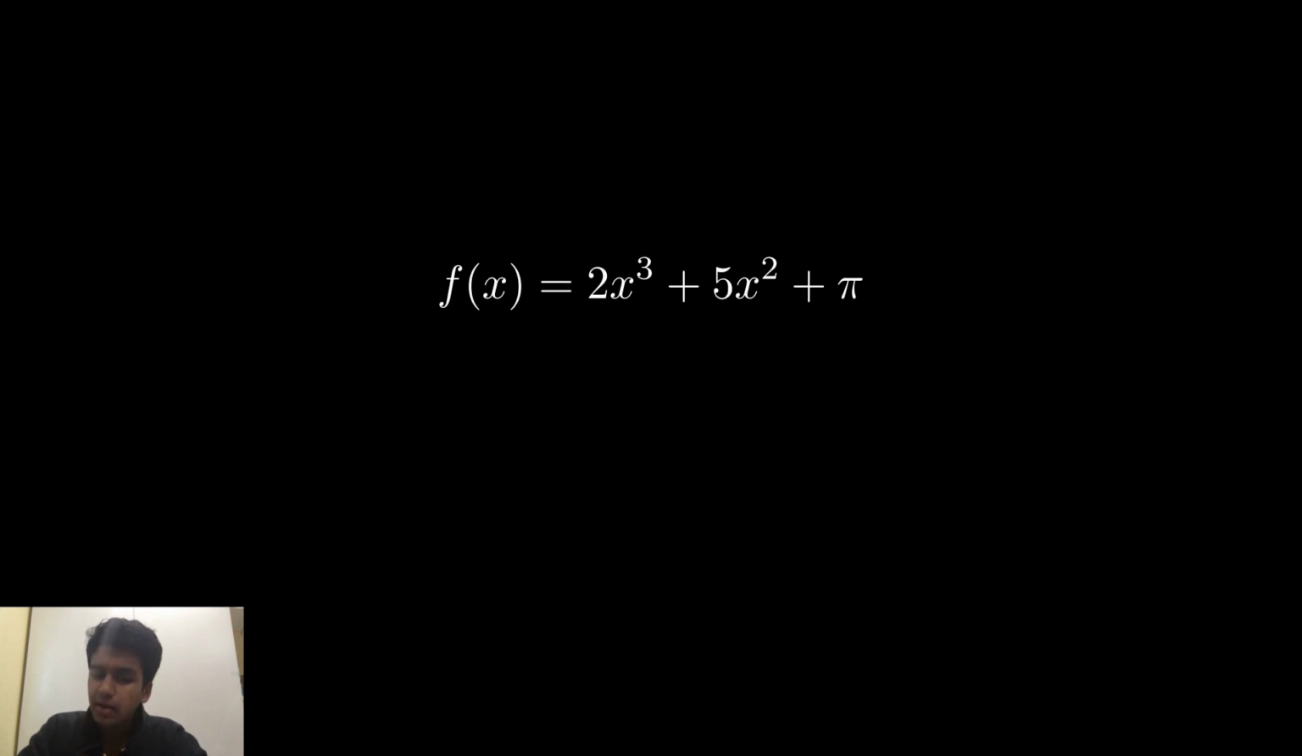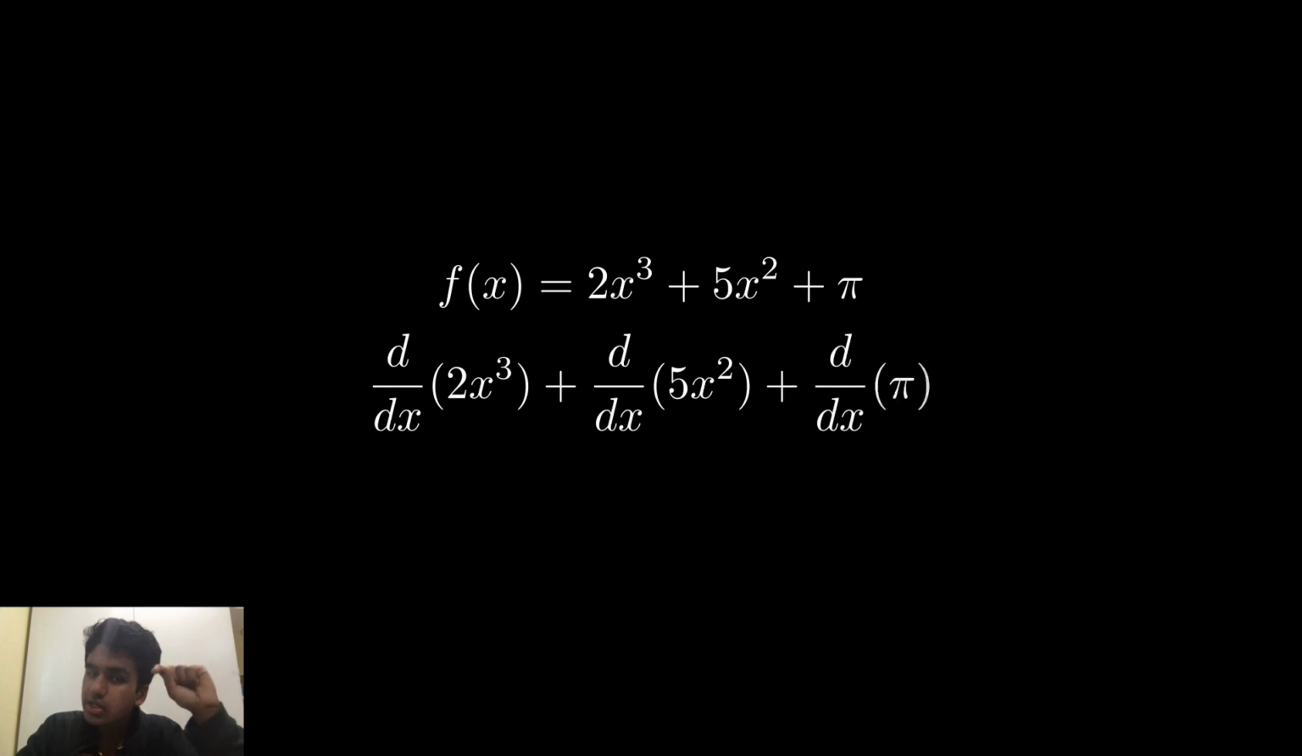Now, let's differentiate 2x cubed plus 5x squared plus pi. So as I said, differentiate each term separately if you want to find the derivative. So basically, we find the derivative of 2x cubed separately, 5x squared, and pi all separately. So we get 6x squared plus 10x plus 0.